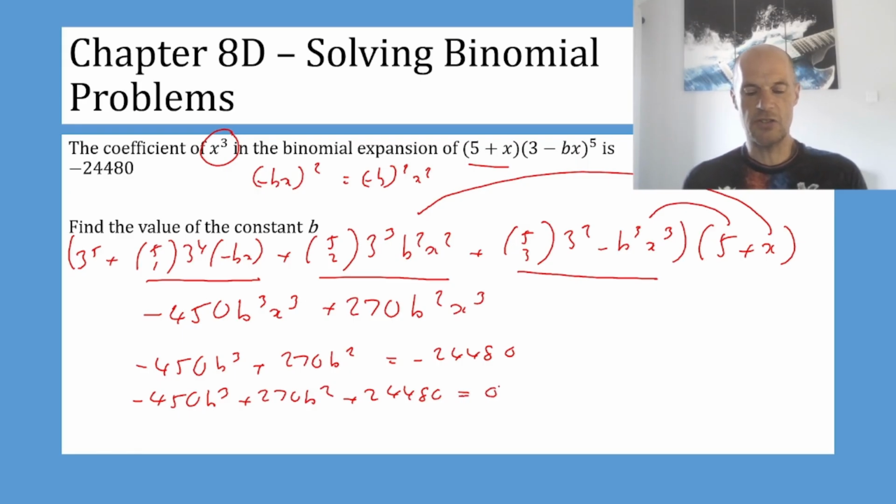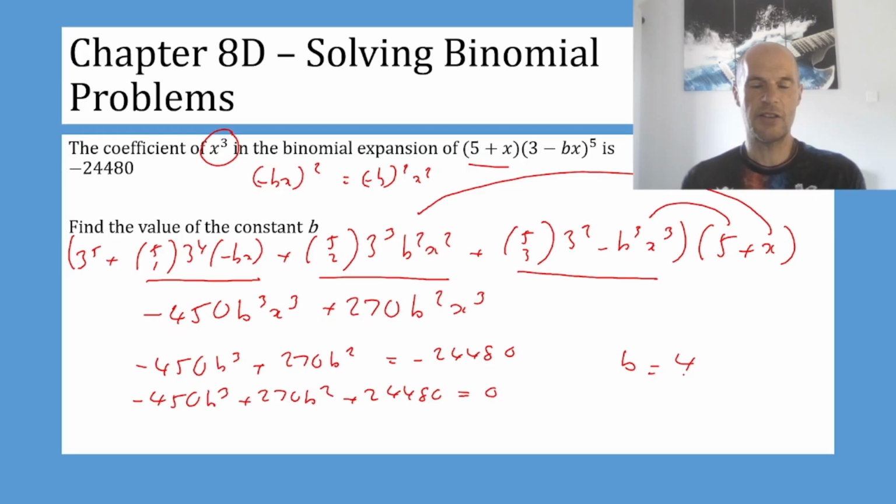And now I'm going to use my quadratic equation solver. Well, it's not quadratic, it's a cubic. So the polynomial degree is 3. So I can type in minus 450 on my calculator. It would be an x cubed, not a b cubed, but that doesn't matter. 270 x squared, 0 x's, and then 24480 at the end. Press enter, and we see that b equals 4.